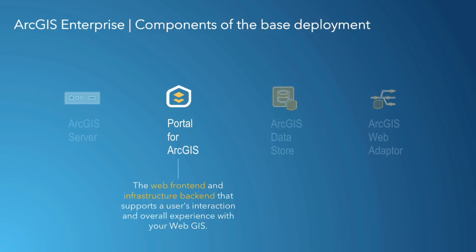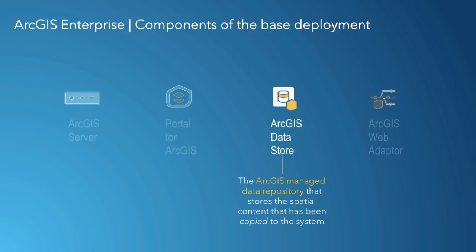Next one is the ArcGIS data store. It's an ArcGIS managed data repository. What do I mean by ArcGIS managed? Well, again, with the example of the CSV file. It's being hosted out of the hosting server. That's where the REST endpoint is. That's fine, but where did the data actually go? Well, it went into the ArcGIS data store. We have to have somewhere to put it.